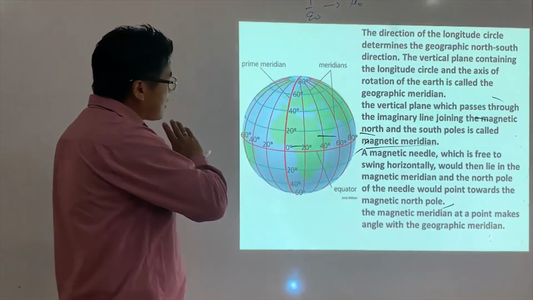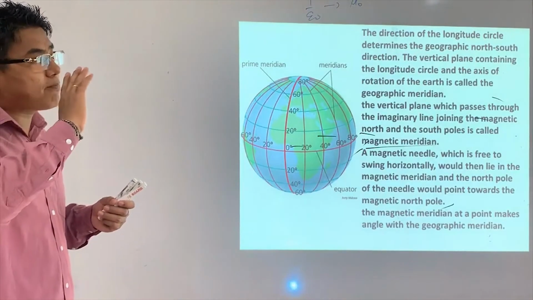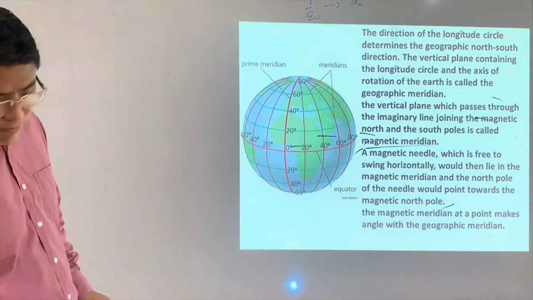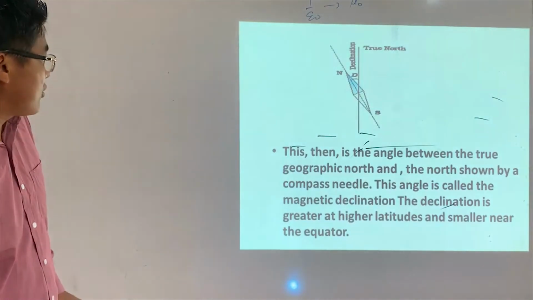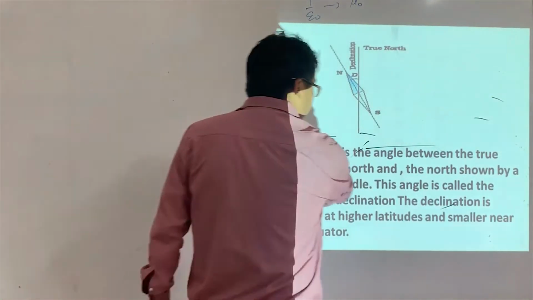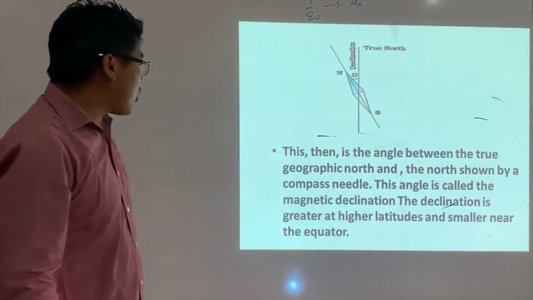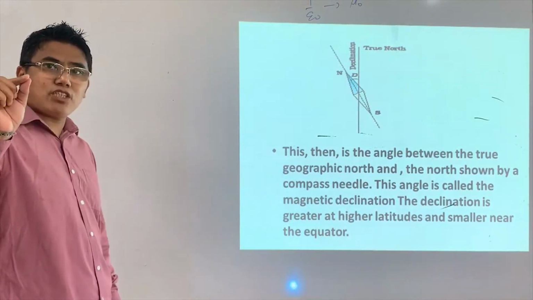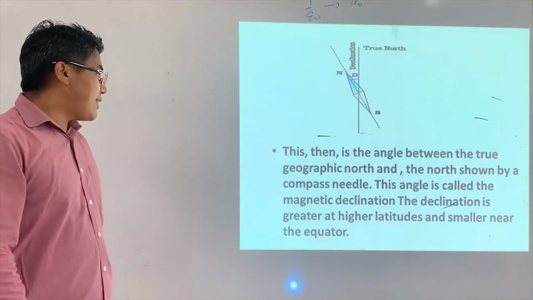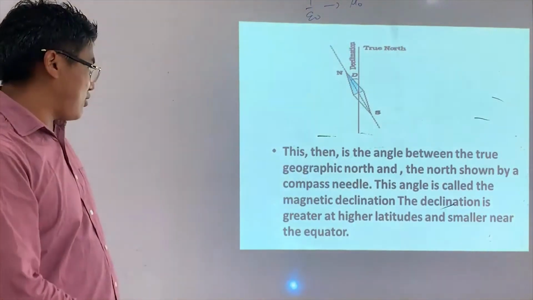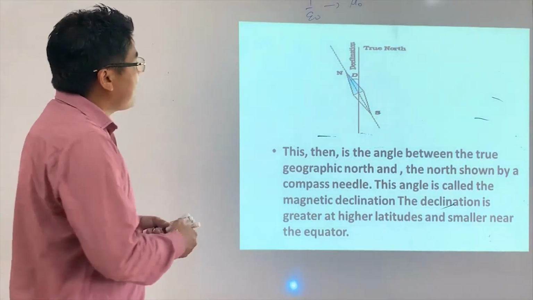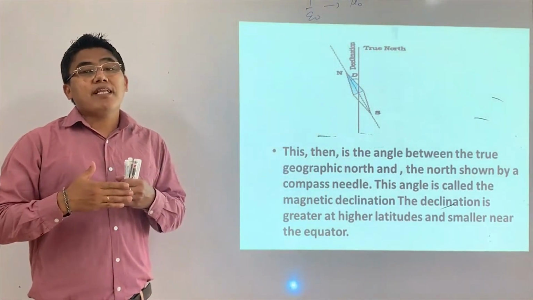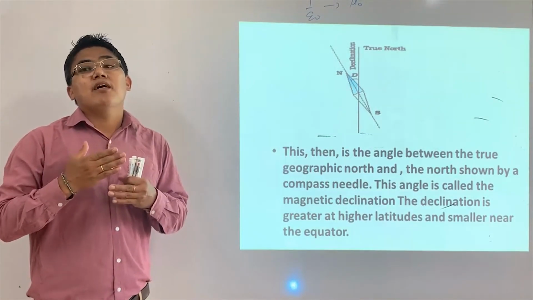Since the magnetic meridian and the geographic meridian don't coincide, they make some angle. This angle is called the angle of declination. Thus, the angle formed between the true geographical north and the north shown by a magnetic compass needle, which is used to locate positions, is what we call the magnetic declination. So the angle of declination is defined as the angle formed between the magnetic meridian and the geographical meridian.